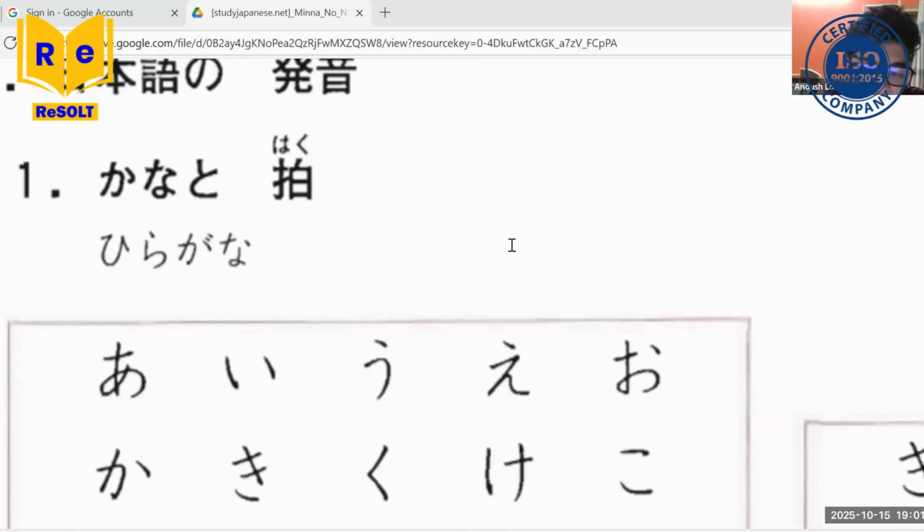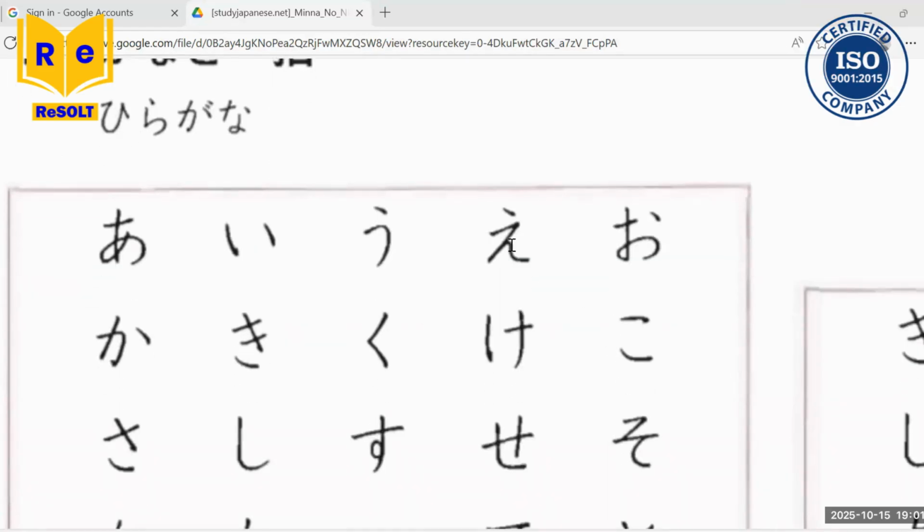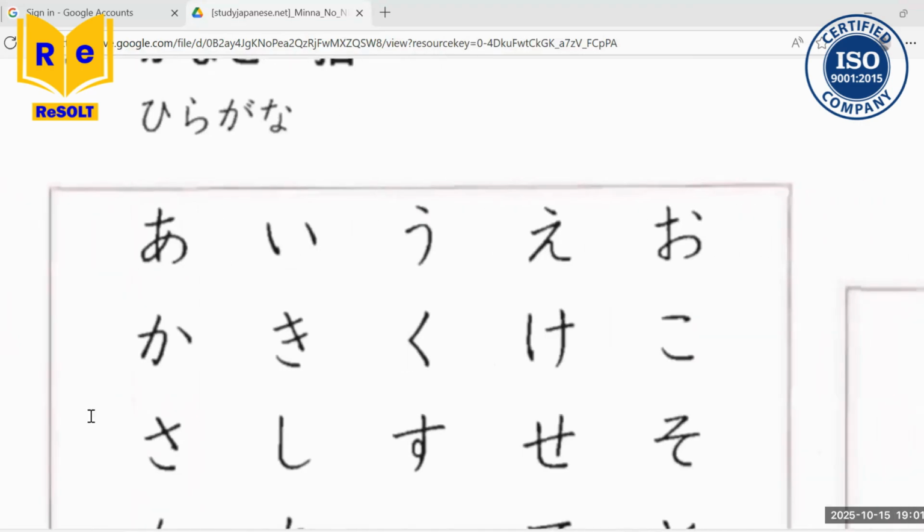And then it is Ka. Then it is Ki. Then it is Ku. Then it is Ke. Then it is Ko. This one, third line.